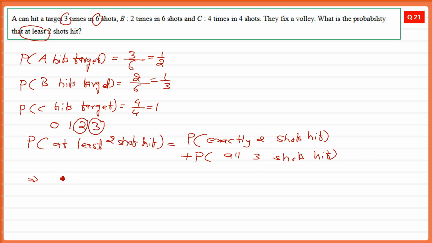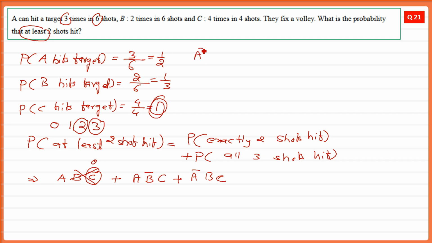So for the 2 shots: A hits, B hits, and C does not hit. See, this C not hitting will eventually come to 0 only. But A hits, B does not hit, and C hits. Now A doesn't hit, B and C both hit. Again, these all 3 terms you are actually witnessing are for exactly 2 shots being hit. The probability of C not hitting is not valid here.